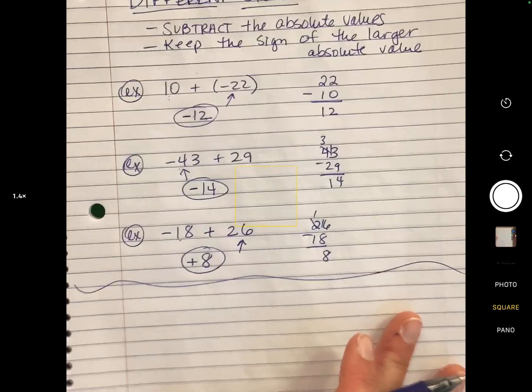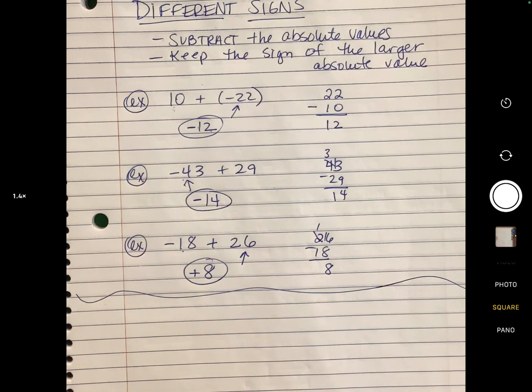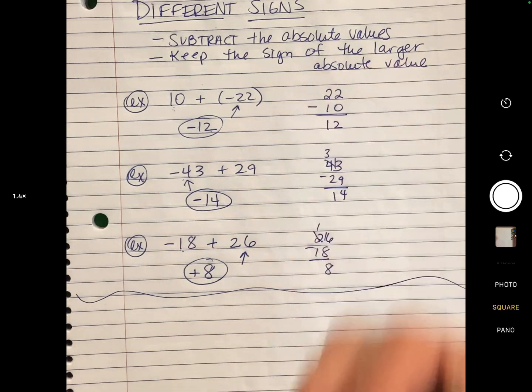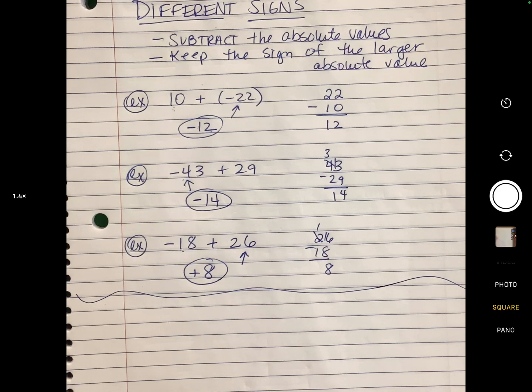All right, that's pretty much what you're doing today. You can use the number line. You can think about the rule that I gave you for same sign, different sign. You can think about money. That's often helpful, or temperature. Those can help you think about it.